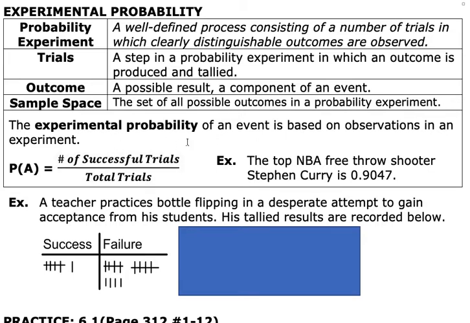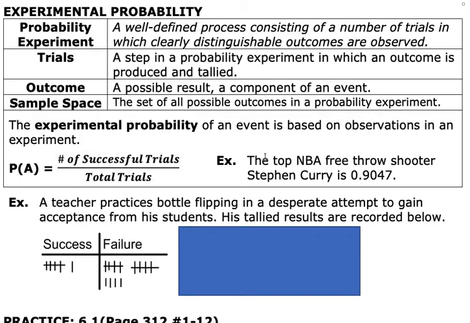But the experimental probability of an event is based on observations in an experiment. So the probability formula changes. The probability of an event A is equal to the number of successful trials out of the total trials. So notice that the word trials is being used in both the numerator and denominator because this is based on observation. And some things cannot be calculated using theoretical probability.